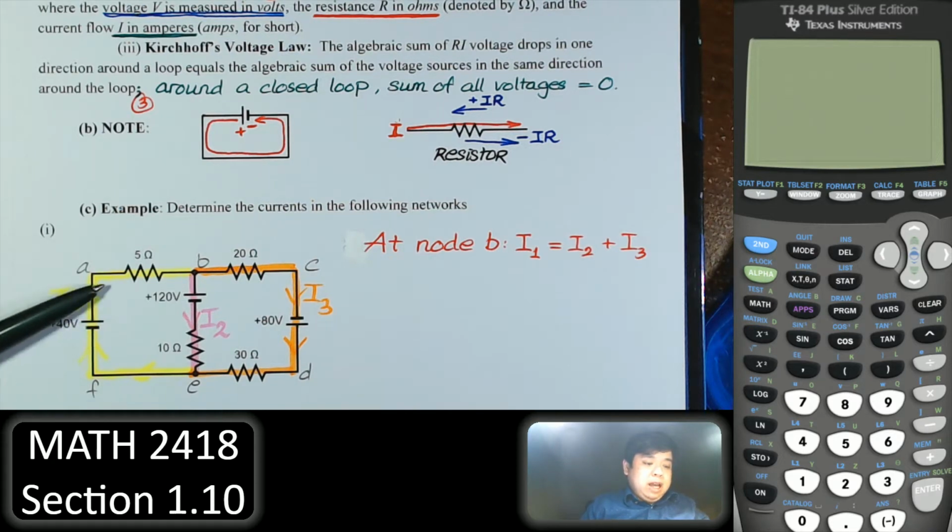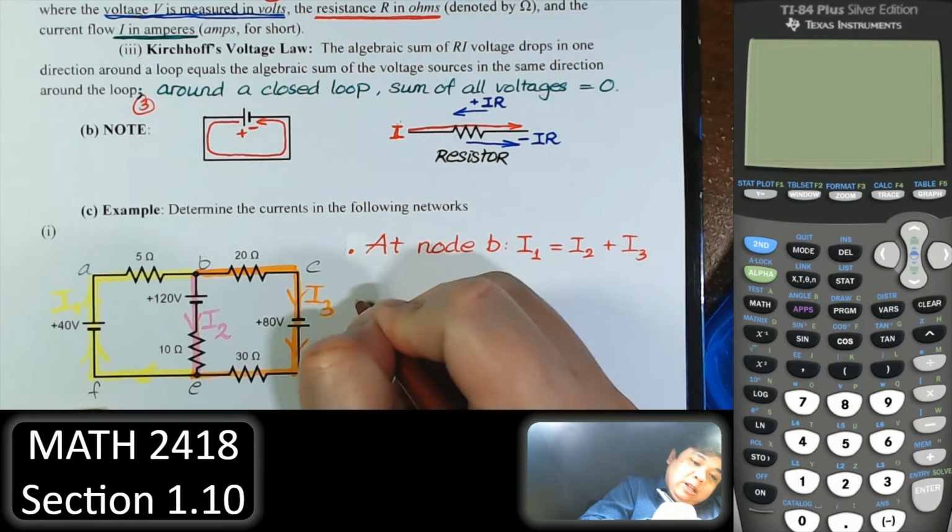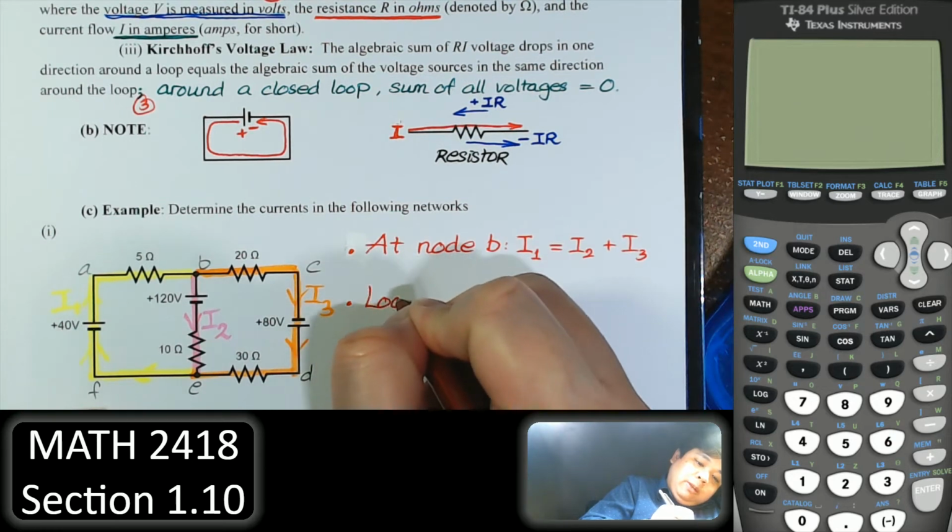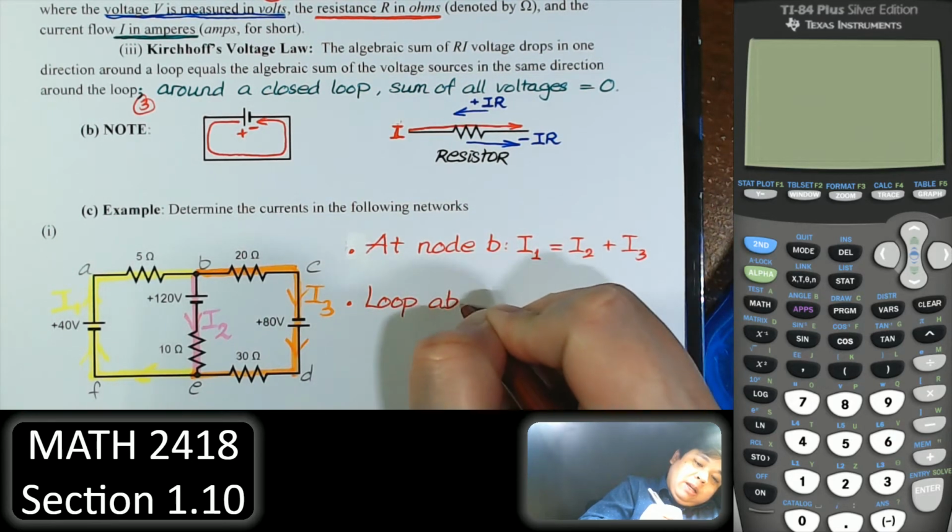The first loop is A, B, E, F in that direction, which is clockwise. So the first one, now for the loop A, B, E, F.